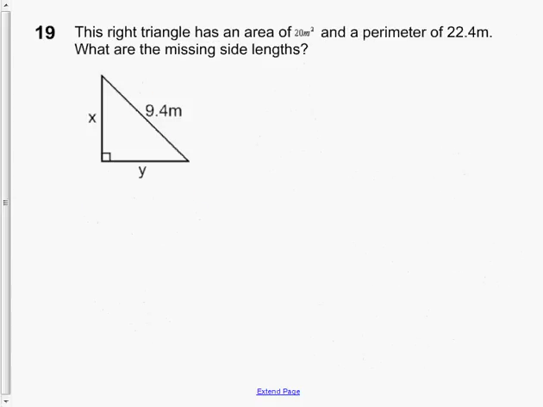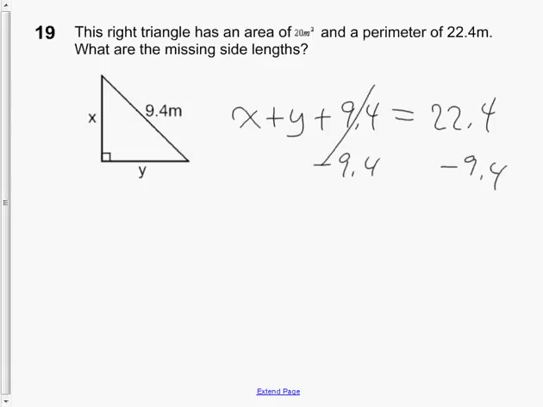Question 19 says, this right triangle has area of 20 meters squared and a perimeter of 22.4 meters. What are the missing side lengths? So we know that x plus y plus 9.4 had to equal the perimeter, which was 22.4. So whatever the values of x and y are, we knew that that had to be true. So if I use my basic algebra sense and subtract 9.4 from both sides, x plus y themselves had to equal 13. Okay? So the first thing I know, using that perimeter statement, is that x and y together had to be a value of 13.